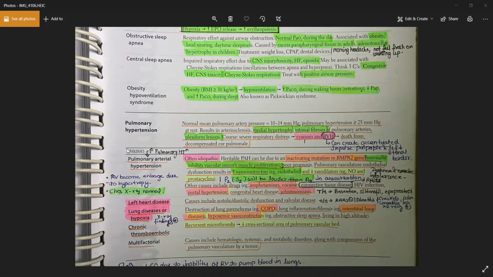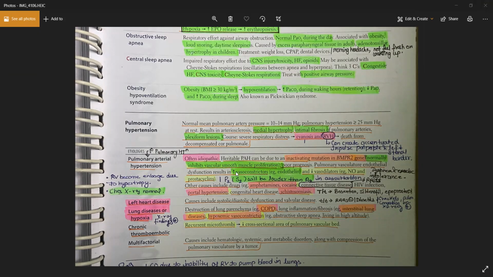If you encounter a very young female patient who is having respiratory distress, you can think about pulmonary hypertension. It happens because of an inactivating mutation in the BMPR2 gene. The function of this gene is to inhibit the proliferation of the smooth muscles in the vessel. Because this gene is not inhibited, your vessels will undergo hypertrophy, and you will have all these changes which I've mentioned here, right?